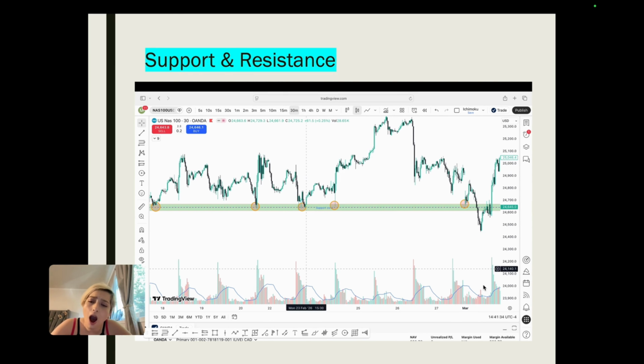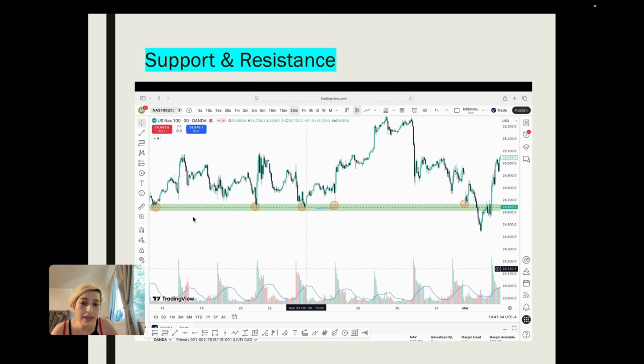To mark high probability S and R levels, meaning support and resistance, we have to focus on a few key factors. We always start with the most recent market extremes as they are the most relevant. Second, we watch for multiple rejections. The more times price reacts to and rejects the same level, the more attention it gets from traders.